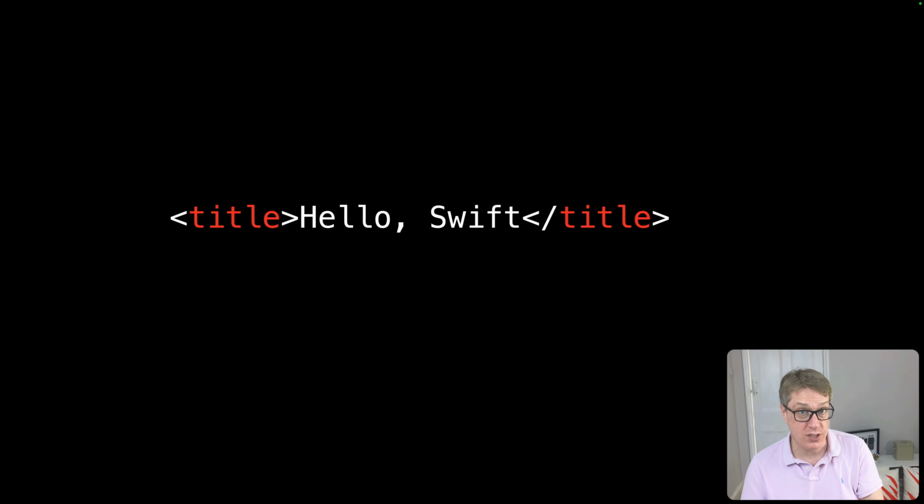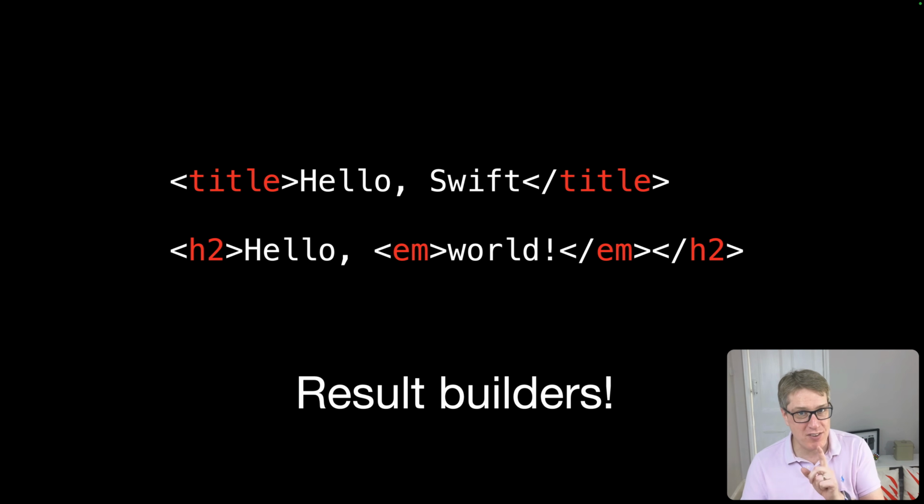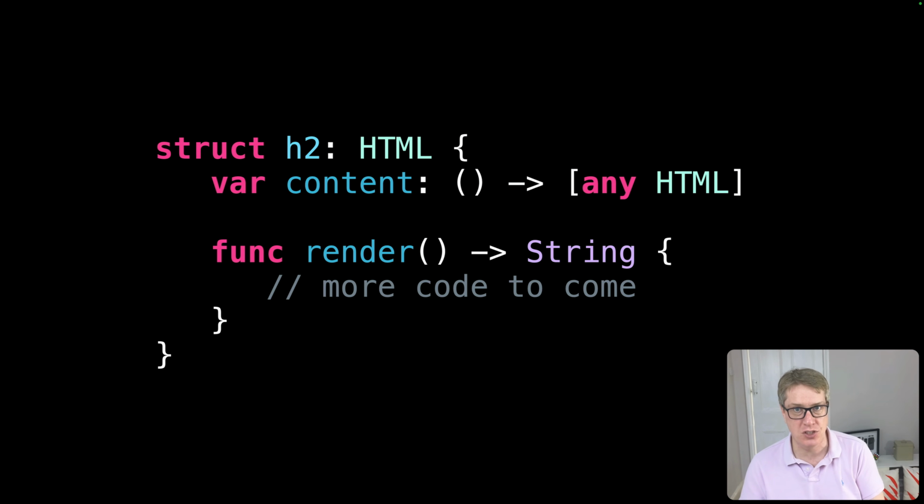So when the title tag only accepts plain text, you can put a range of things inside h2. You could have plain text, emphasis, links, and more. And this is where result builders come in. Inside, the closure being passed to our h2 could be any kind of HTML. So we need a way to convert several pieces of HTML into an array we can loop over. But we don't actually need result builders to make such an array. Instead, we can make an h2 struct like this one.